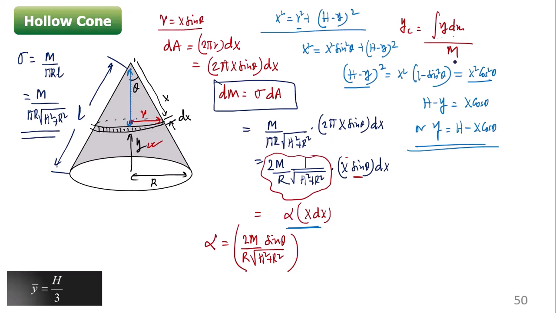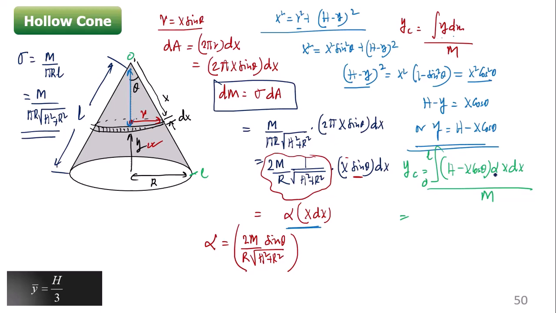So once I got the y number, now we can put it inside the integration. So what is the integration? y for the center of mass should be equal to the integral of h minus x cos theta multiplied by dm. Now what is dm? Alpha into x dx. Integration divided by m. Now the only thing is that the variable is x, so your limit should be for x. What is the x limit? It starts from 0 to slant length L. Okay, 0 to L.